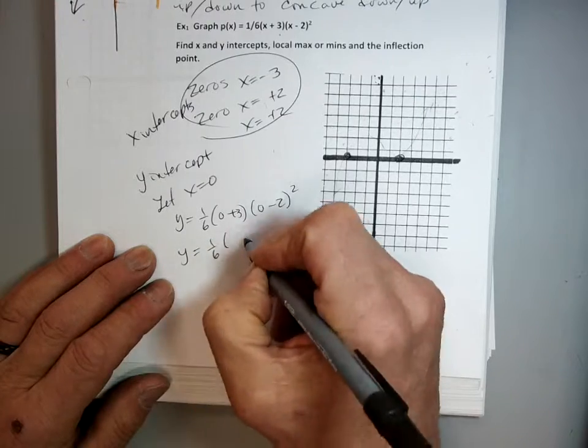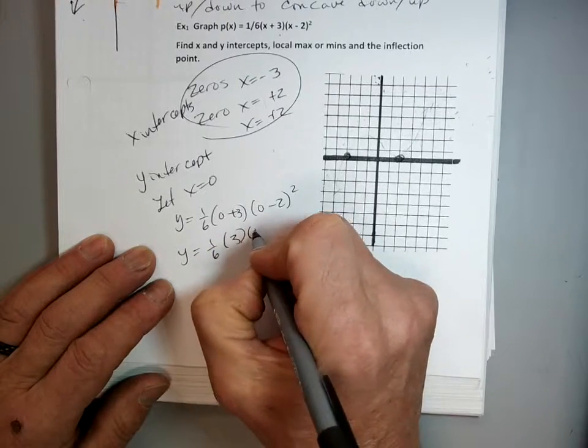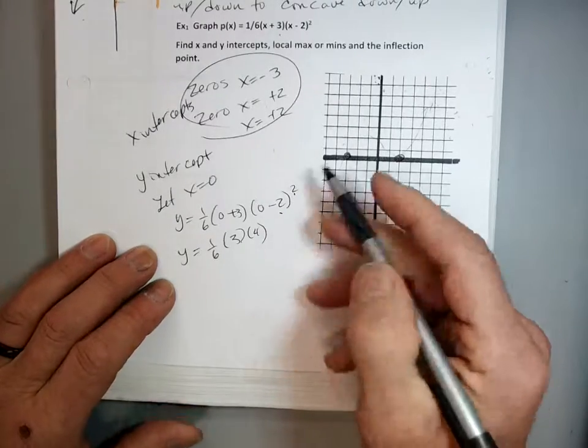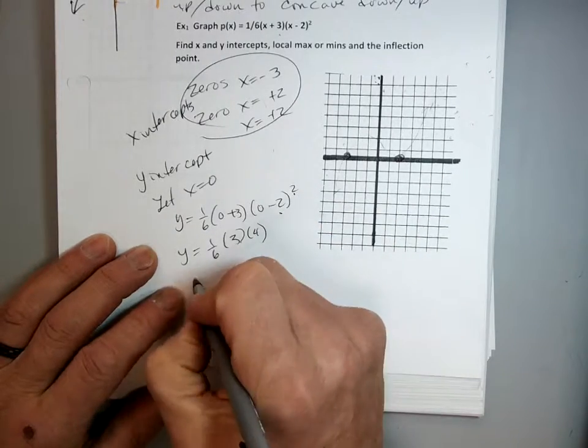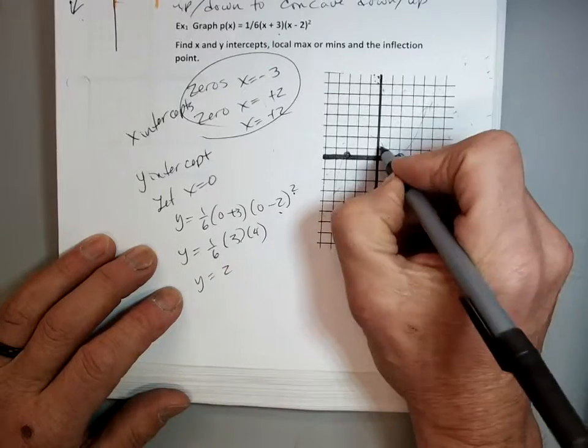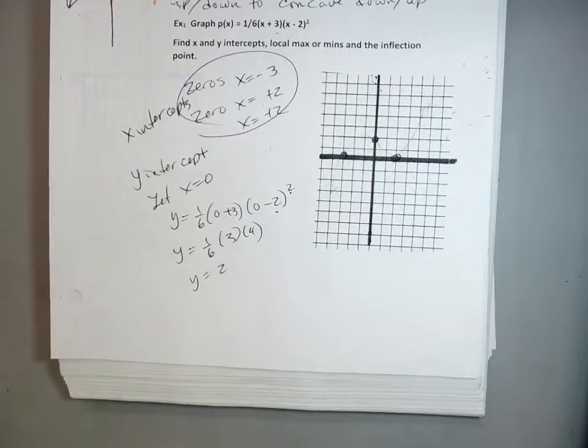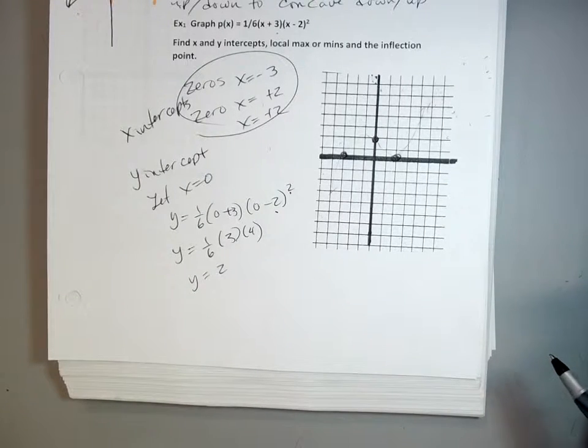1/6 times 3 times 4, right? You guys okay with the 4, negative 2 squared, right? Or 1/6 of 12, which is 2. Okay, so I'm going to have, I was pretty close. Wow, okay. Now, local min, local max, and the inflection point.